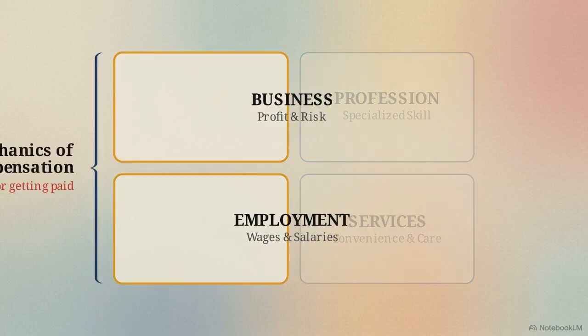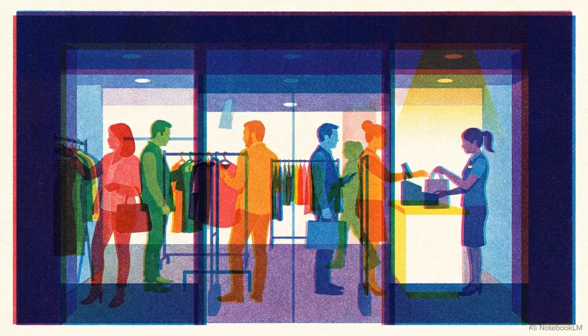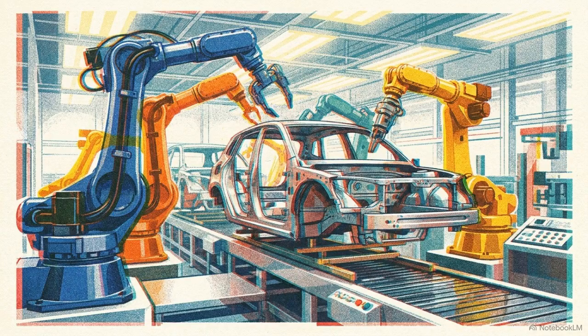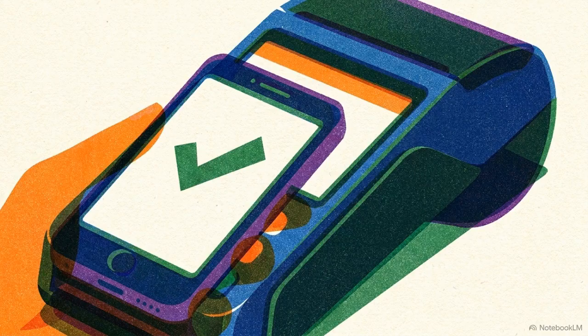These two quadrants are defined by the mechanics of compensation, the specific rules for how a person or entity gets paid. The top box represents business. A business is an economic activity driven by the pursuit of profit, specifically through the production, purchase, or distribution of goods and services. This logic is identical whether the entity is a massive automotive factory or a single person running a neighborhood shop. Both rely on the successful sale of an output to generate a margin.